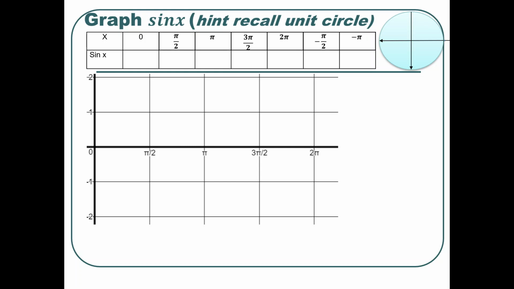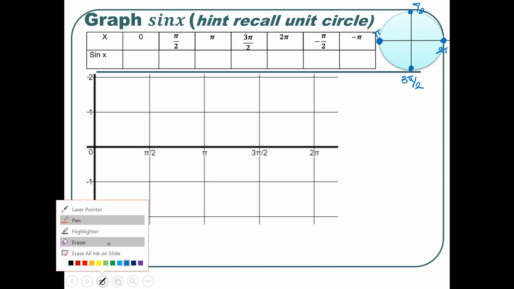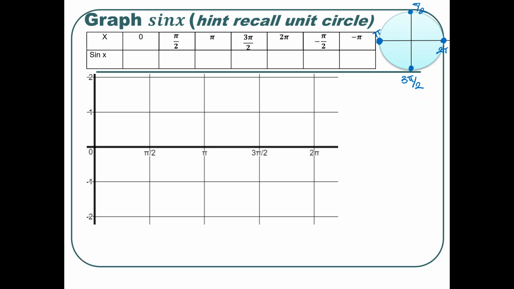So in the unit circle, I want you to know that this point right here is 0 degrees, also known as 0 radians. This point right here is 90 degrees, and we also know that is pi over 2. This point right here is pi, and this point right here is another 90, so it's 270, also known as 3 pi over 2. And a whole rotation will give me 2 pi. Awesome.